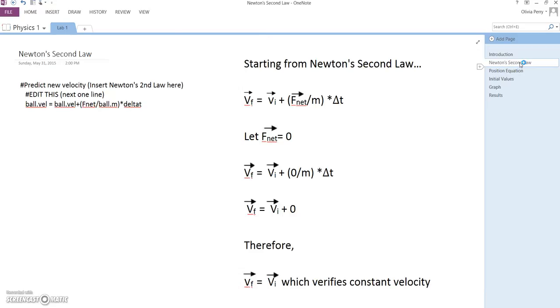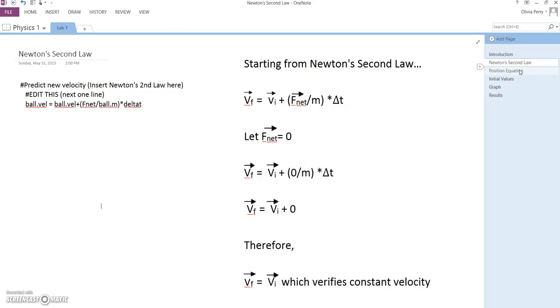The most important part of our model is Newton's second law in the update velocity form, as shown here. This will go into our code as part of our loop. However, since Fnet is equal to 0, we can prove that the final velocity is equal to the initial velocity, meaning that the velocity will be constant, and this proof is shown here.